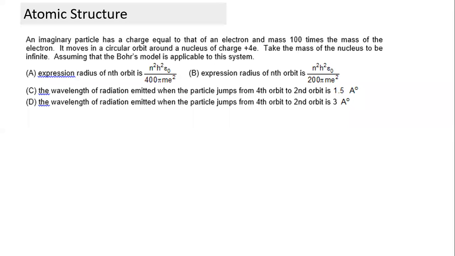Okay, this is a slightly different one. Imagine a particle has charge equal to an electron and mass 100 times the mass of an electron. It moves in a circular orbit around a nucleus of charge 4e. We have to calculate the expression of radius in the nth orbit. I'll come to these questions later, but suppose I have to find the radius of the nth orbit. How would I calculate the radius of the nth orbit from this question? Using which law? Bohr's law. How many can calculate the radius of the nth orbit here?